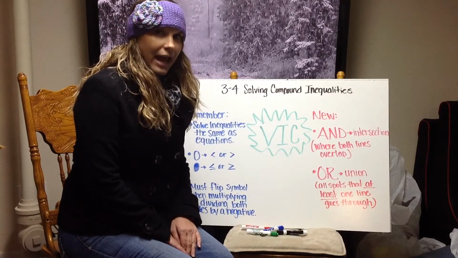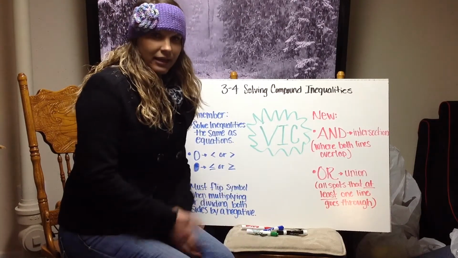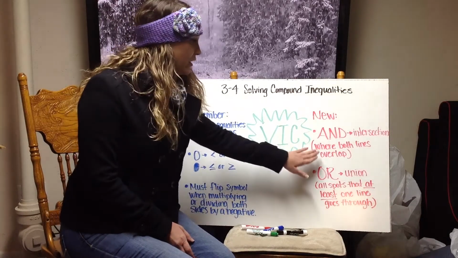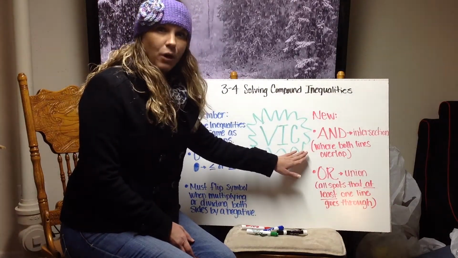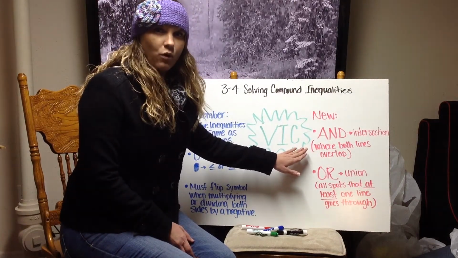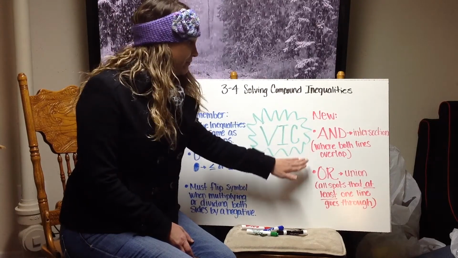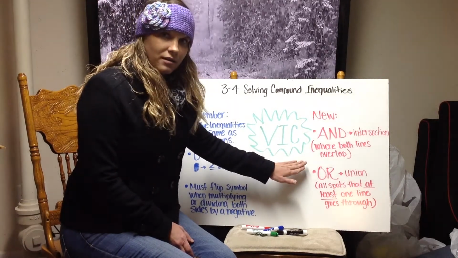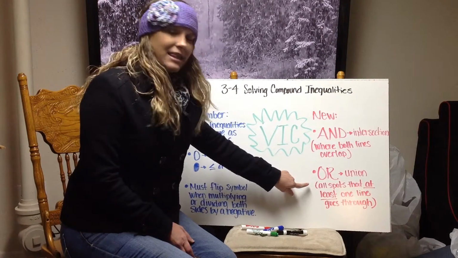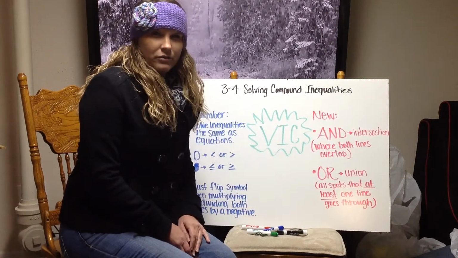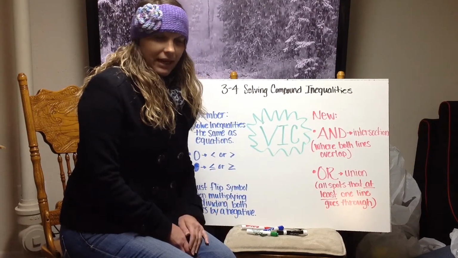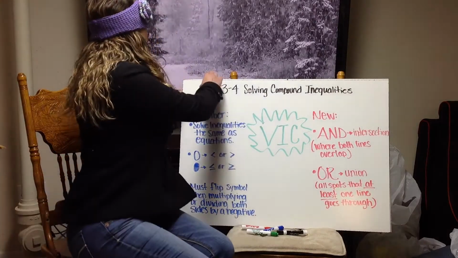Some new concepts that we're going to be talking about. If you see the word "and" in your compound inequality, you're going to find where both lines intersect or cross over each other. When you see the "or" symbol, it's going to mean that at least one of those lines will cross. Okay, so we'll go ahead and look at some of those.